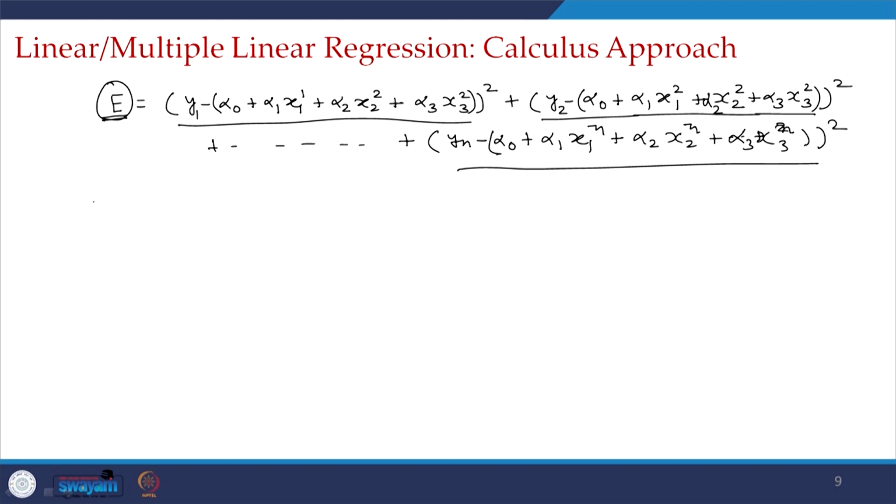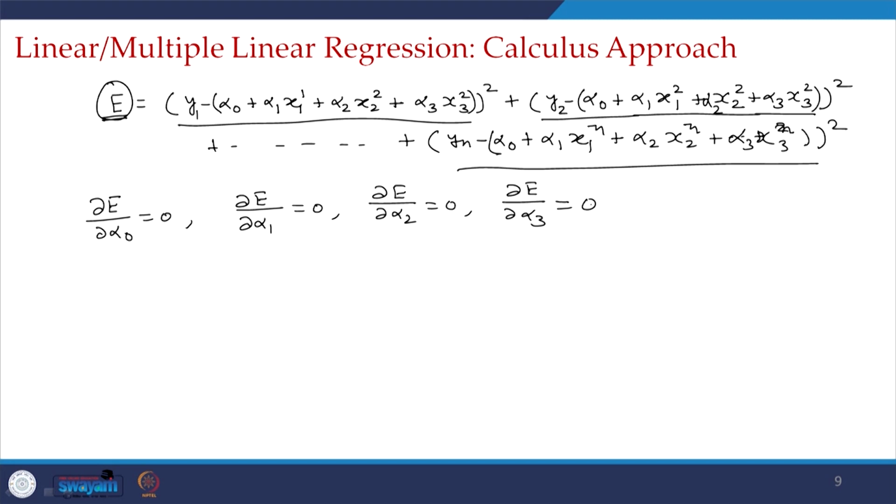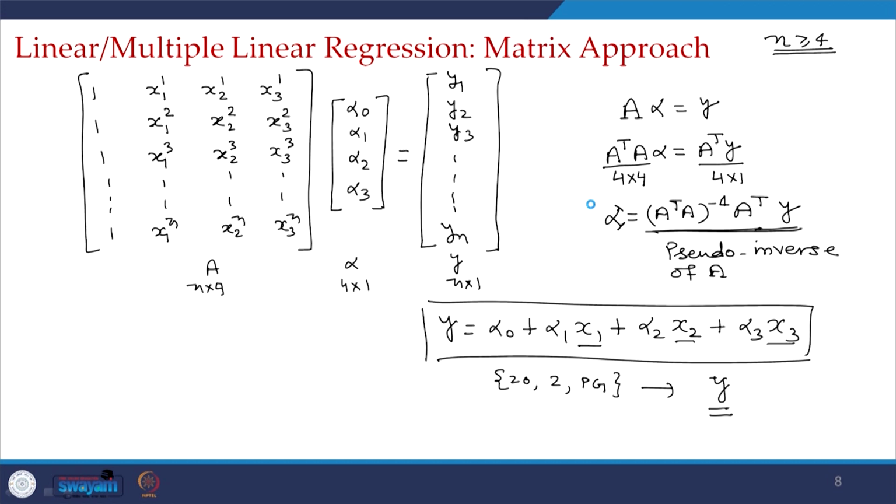Okay, so, for that we will use simple calculus: del E over del alpha 0 equals 0, del E over del alpha 1 equals 0, del E over del alpha 2 equals 0, and del E over del alpha 3 equals 0. So, from here what you will get? You will get 4 linear equations, and that is equivalent to this system only.